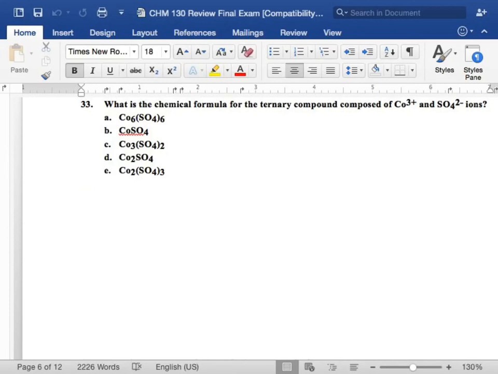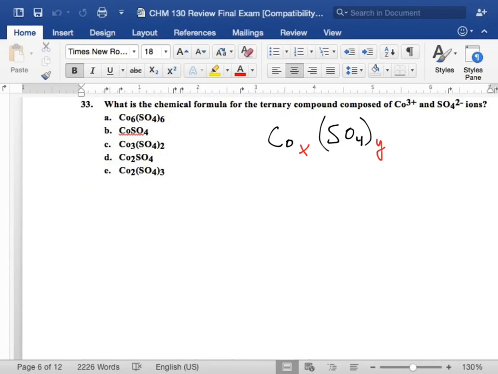What is the chemical formula for the ternary compound composed of cobalt plus 3, or sorry, Co plus 3 and SO4 minus 2 ions? Okay. So what they are asking for is if I take cobalt and I partner that with sulfate, what number shows up for the amount of cobalt? What number shows up for the amount of sulfate?